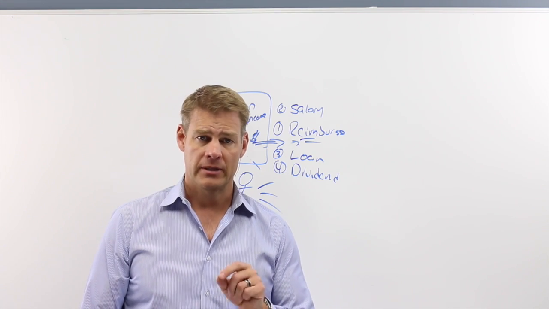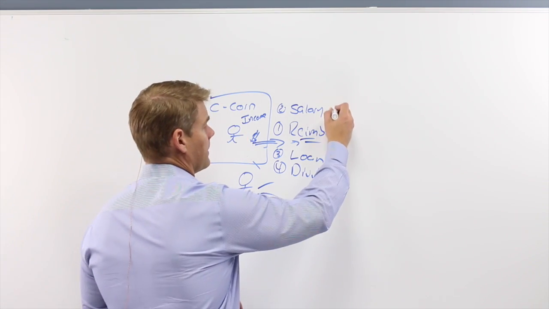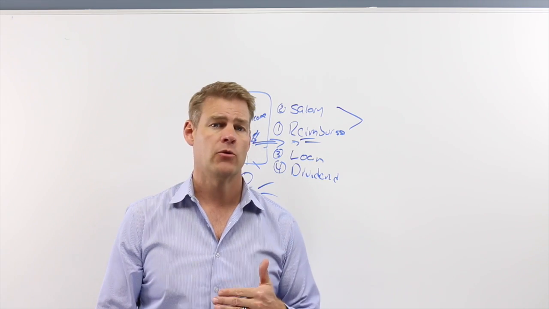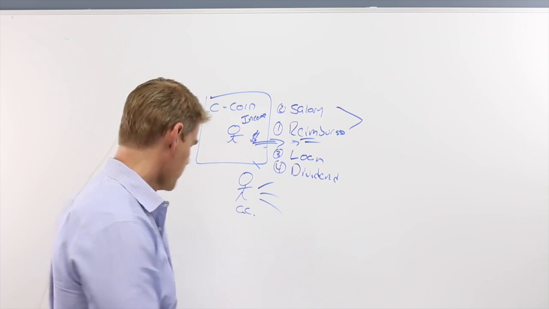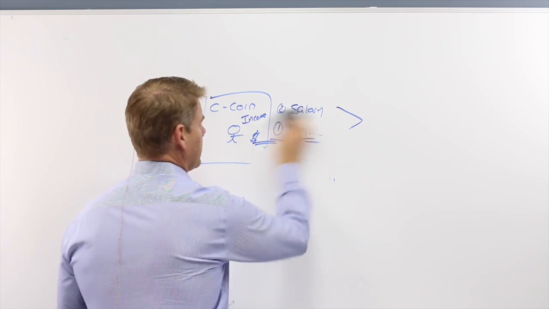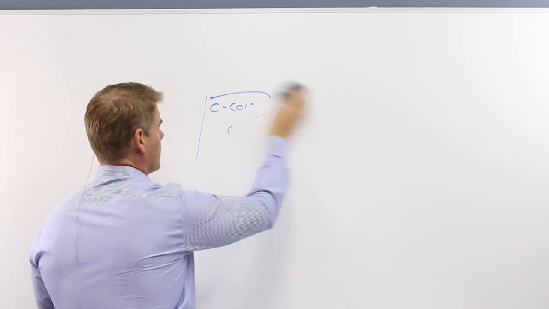Typically, for most people in this position, we are focused on these two right here, reimbursements and salaries. That's how we pull money out of our corporation. Now, that's from a flipping business. How about from a rental business? How do we pull money out of that structure?